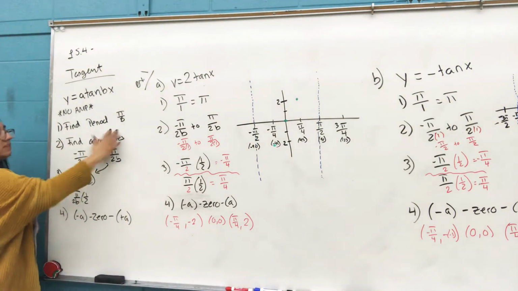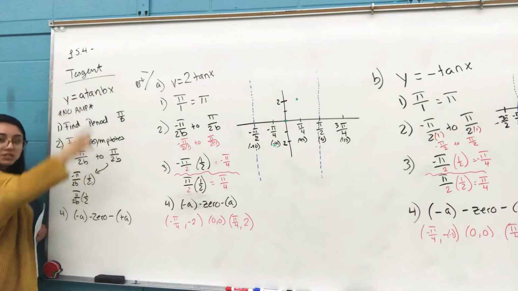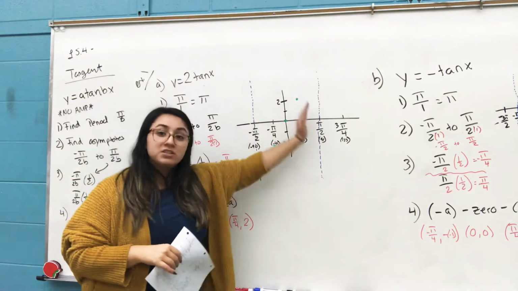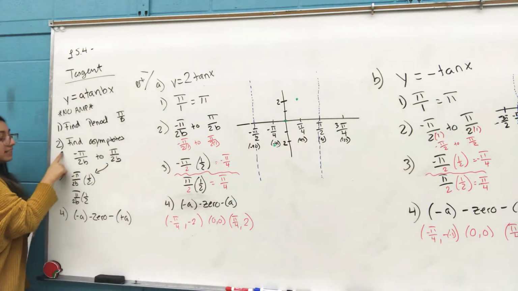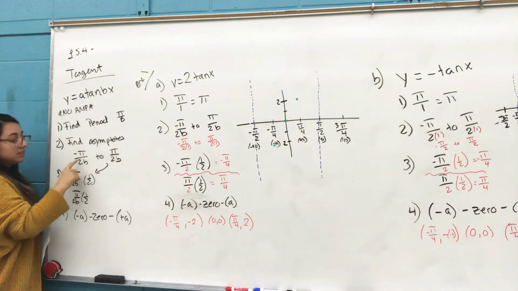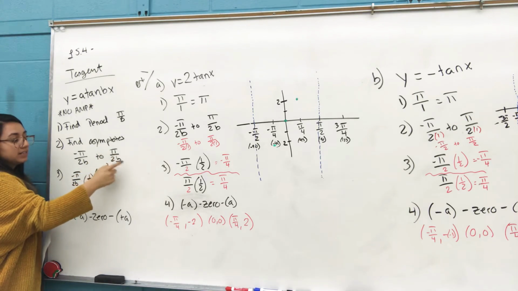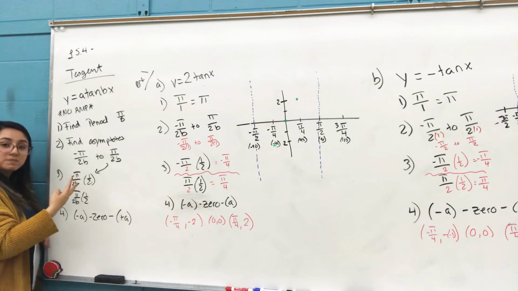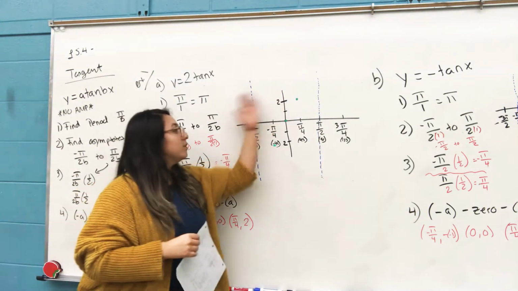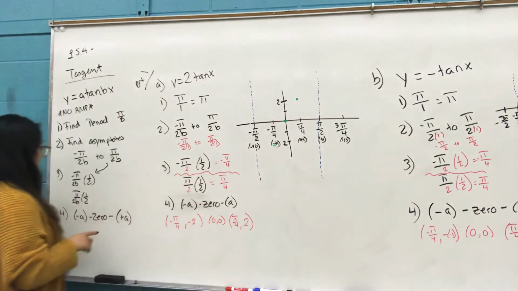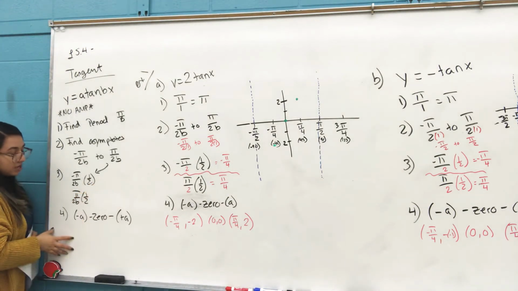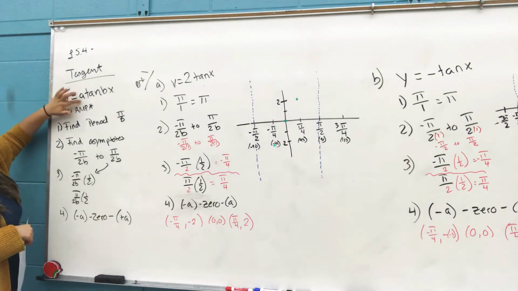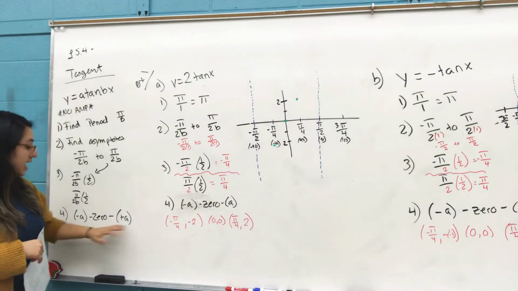So now, find your period. Then you find your asymptotes. That means where you're starting and ending. So where the dotted lines are, that's your starting point and your ending point. To find that, it's negative radians over 2B to radians over 2B. So negative and positive. You'll divide into two parts, because now you want to solve for one half of it and the other half, and then you're going to multiply by 2. After that, you're going to have these three sets of coordinates: your negative A, 0, 0, and then positive A.